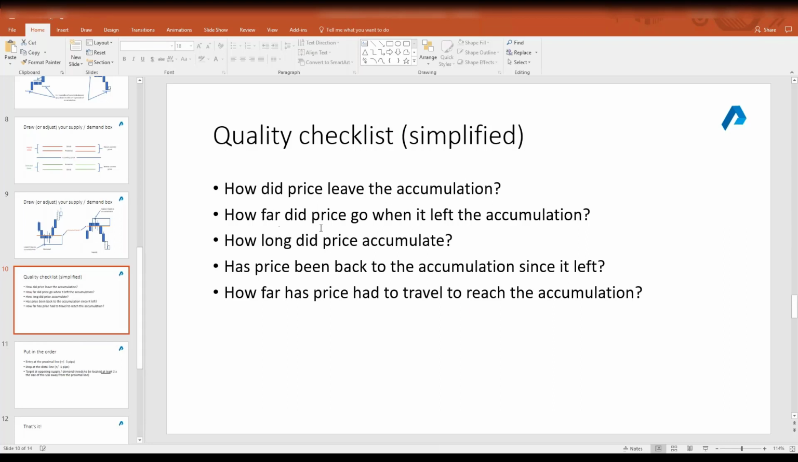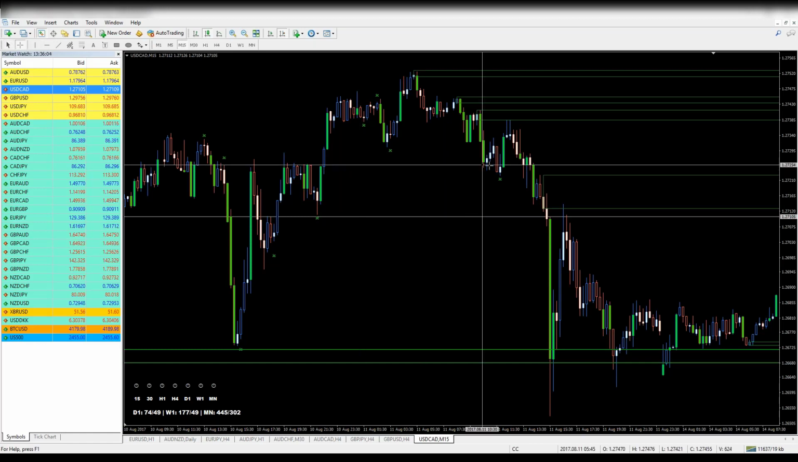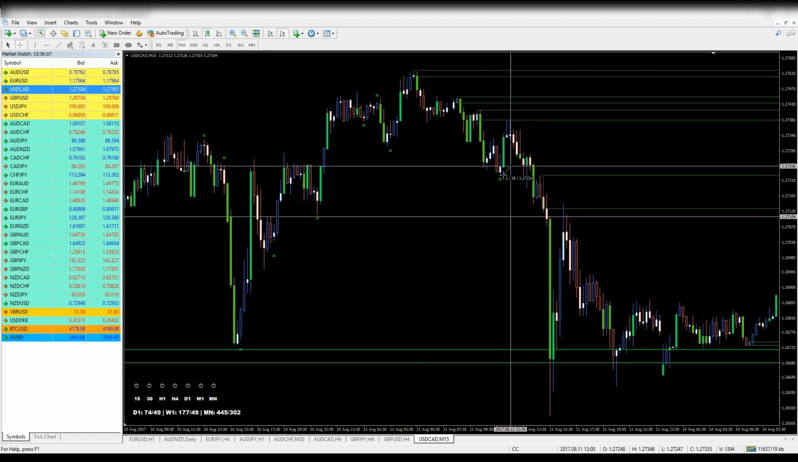Okay. Then you want to see how far did price go when it left accumulation? We can see here, when this area was established, price left. It moved, so we have 10 pips, and it went down 60 pips, so it left 6 times the size of the supply, which is very good. And we have this little area here, which was about 3 pips. It went up 12 pips, which is about 4 times the size. And so that's also a pretty good move higher.